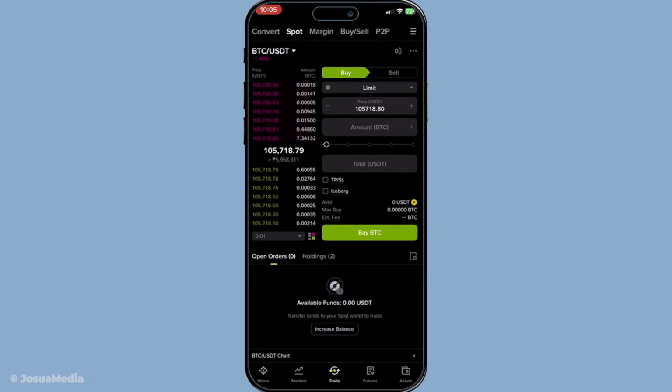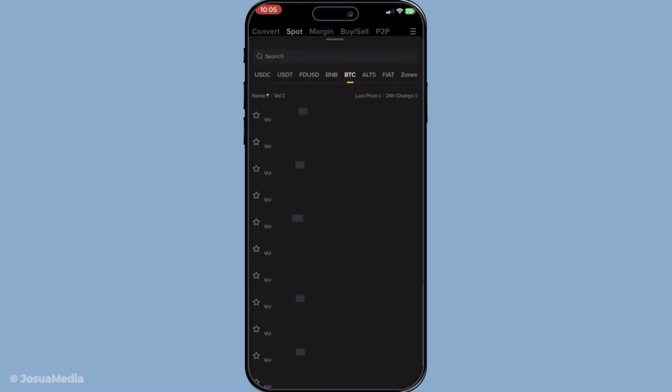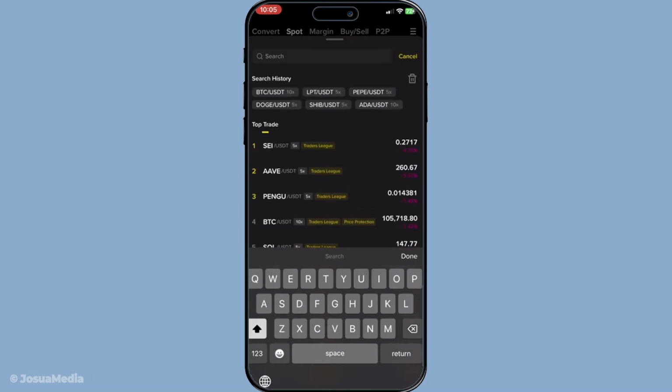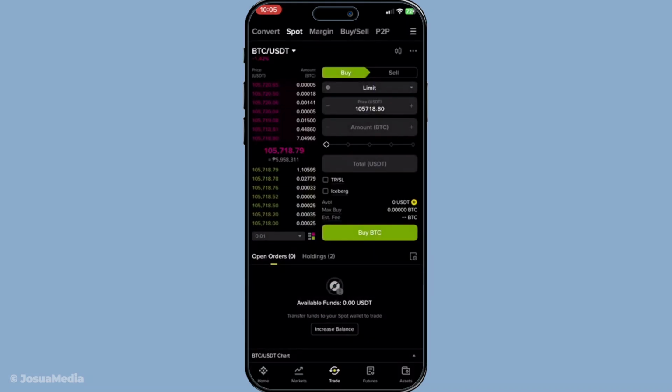Once you're in the trading section, the next step is to choose a trading pair. For this demonstration, let's go with a classic example, the BTC USDT pair, which represents Bitcoin and Tether. Trading pairs essentially indicate the currency you're buying or selling, and choosing the right one is crucial depending on your investment goals.